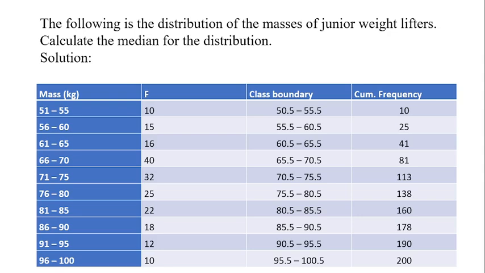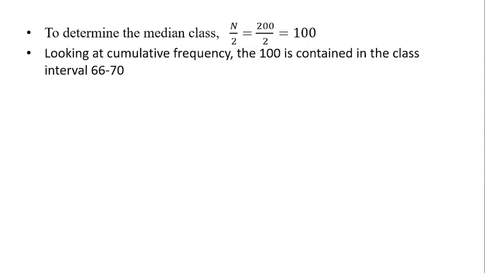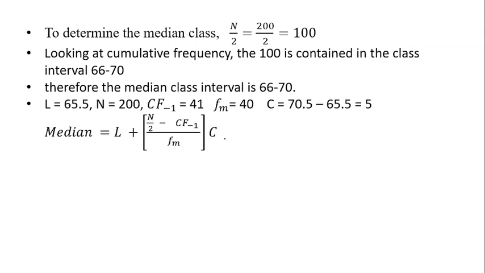Look at the cumulative frequency here. 100 lies between 66 to 70, because after that one, the next value is 113. So 100 lies between those values. That is where 100 lies. So that is our median class. Now, therefore, the median class is 66 to 70.